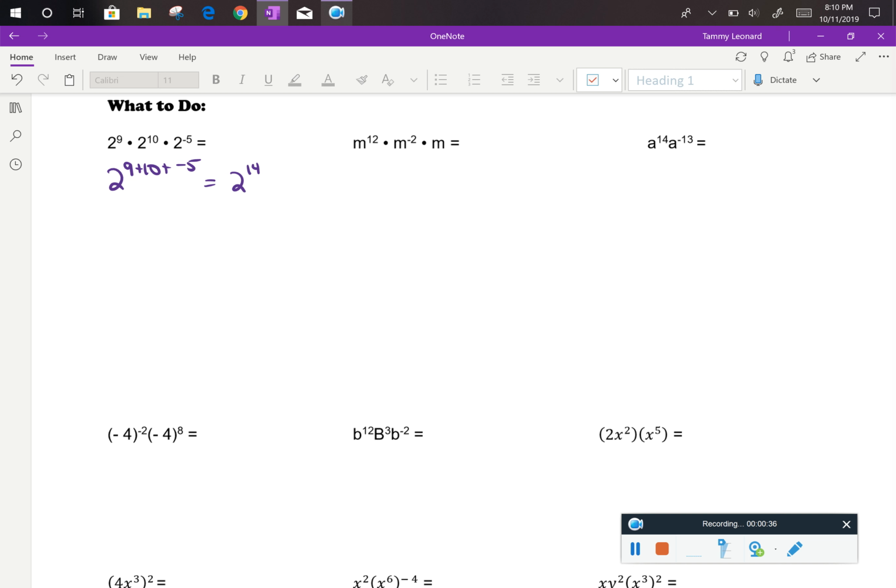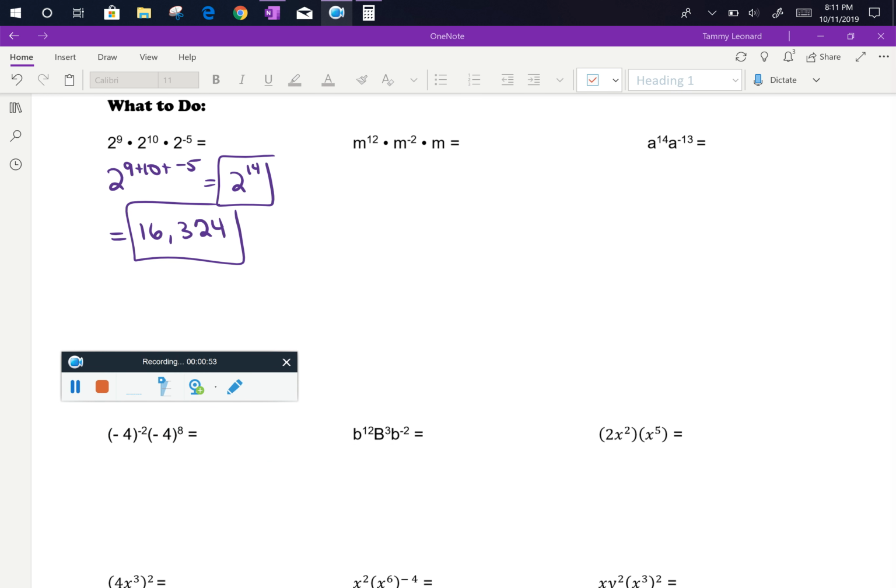From here, you would definitely use a calculator to find out that value. Plugging it into a calculator, we see that 2 to the 14th power is 16,384. I would expect to see both of those steps of work on your paper if you're doing these problems on your own.